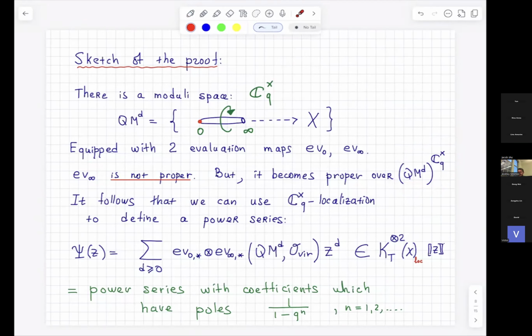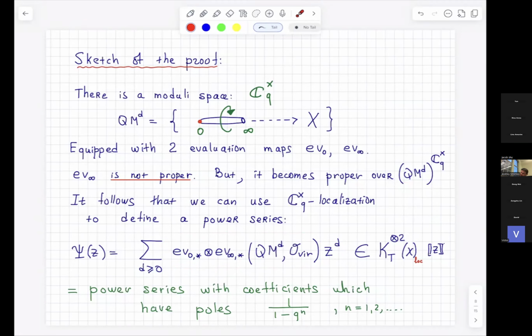So, which means that we can still compute push forwards with evaluation at infinity using equivariant localization. And in particular, we can define the following power series, which I call psi here. It's an evaluation of a virtual structure sheaf on this moduli space at 0 at infinity. And again, you organize these push forwards into a generating function. It's a sum over all degrees of quasi-maps, and you weight degrees with parameter z.